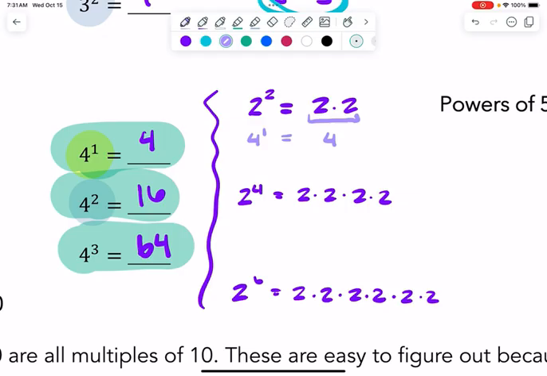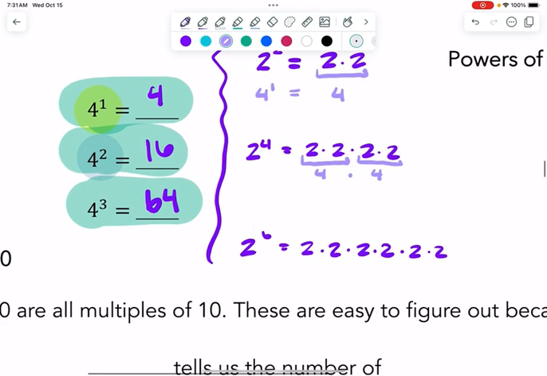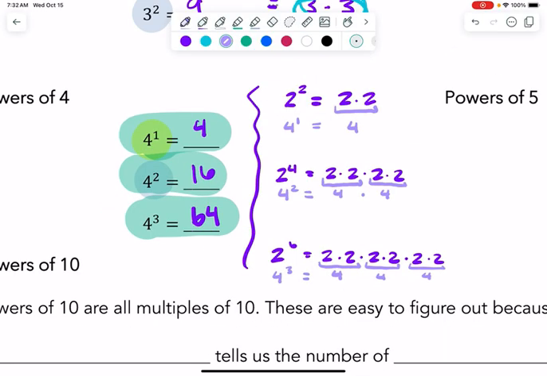1. Every 2 2's multiplying together gives me 4. So I'm going to replace every 2 2's with a 4. 2 2's, 2 2's, 2 2's, which means I can also write this as repeated multiplication with 4's, which means I could also write it as a power with a base of 4.